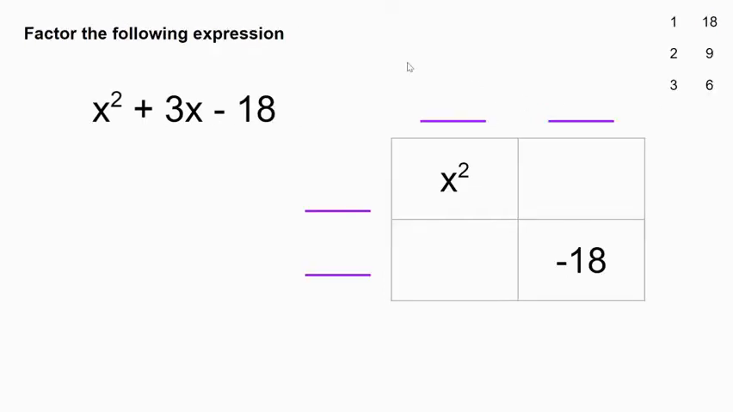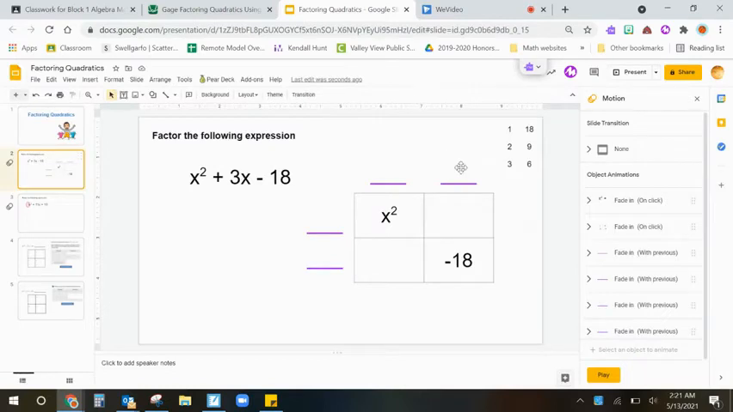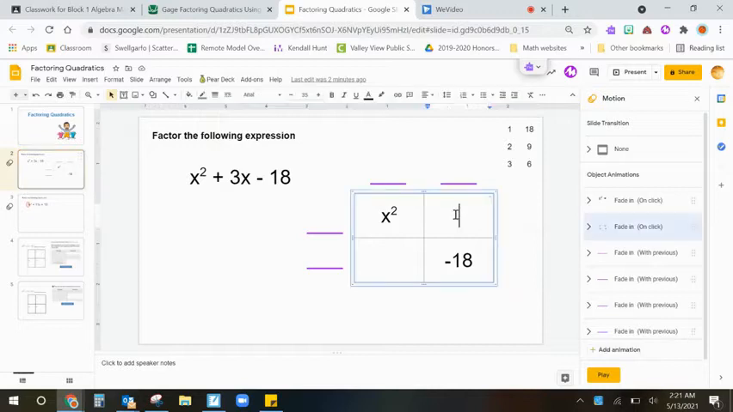Now let me minimize the screen a little bit so that I can type these numbers in. I know that 3 and 6 are going to work. So I want it to be 3x and 6x, and I want the 6x to be positive. So 6x and negative 3x. And now if you add all of that together, you're going to get the standard form of that.